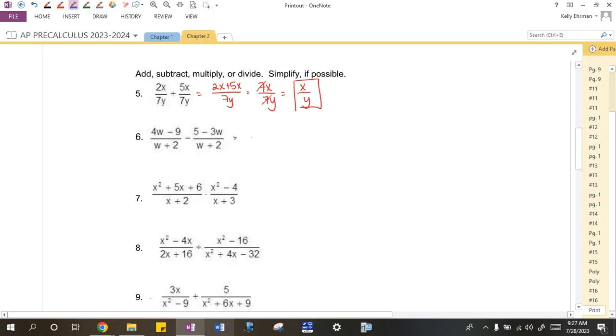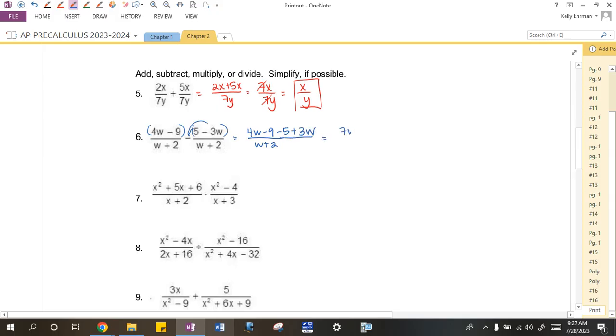Same thing here. We have the common denominator is already set up, w plus 2. But be careful here. When you say you're taking this, remember those invisible parentheses. You're taking this binomial and subtracting this binomial. There are parentheses here that you need to distribute the negative through. That is the most common mistake, is not distributing the negative to the second term. So it should be 4w minus 9 minus 5 plus 3w.